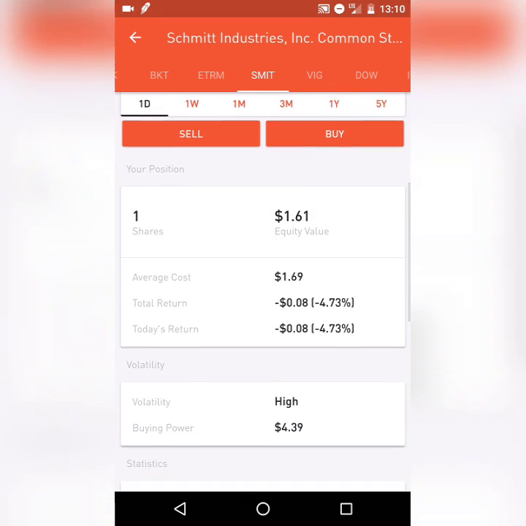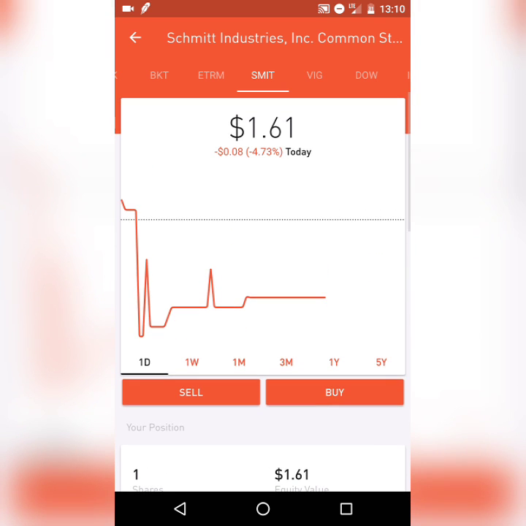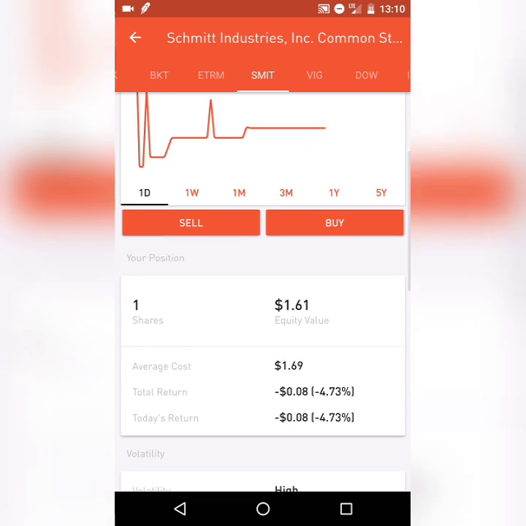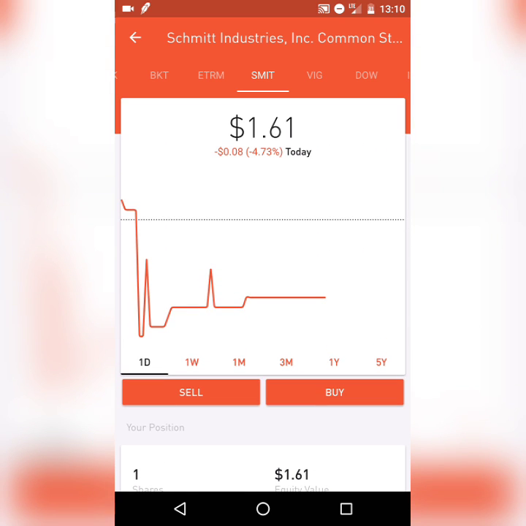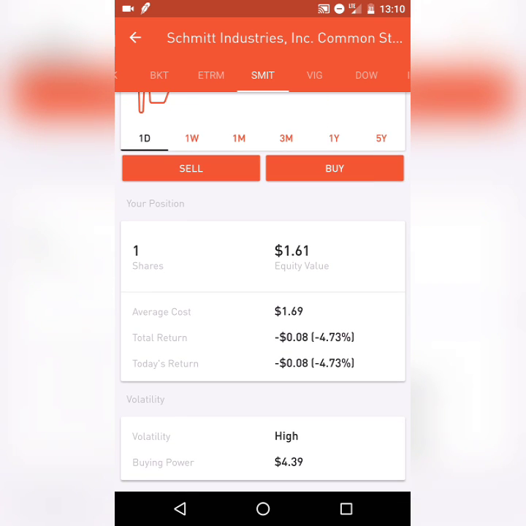So I bought that at 1.69. It was moving up a bit there. And now it's 1.61, so I lost 8 cents. So you can see the advantages of putting in the limit order. I could have put the limit order in for 1.61 and I would not have bought that stock unless it got back down to 1.61.